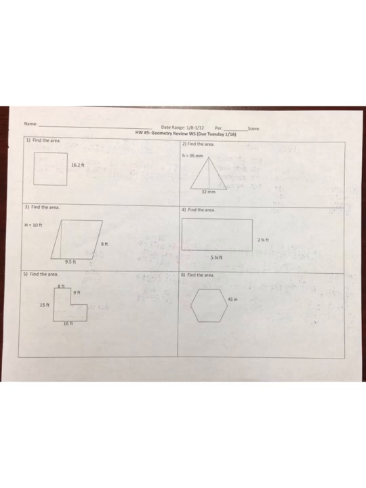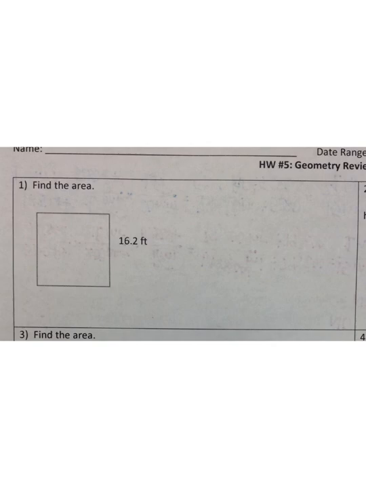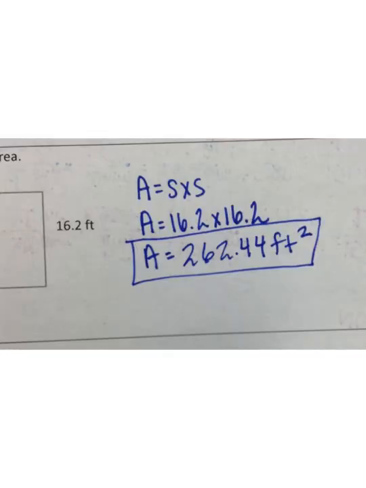Turn the page, make sure you have the following in front of you. Also make sure you're making full corrections, meaning the work, not just writing the correct answer. Number 1, find the area. Okay, so for a square, it's side times side. 16.2 times 16.2 gives you the following answer.